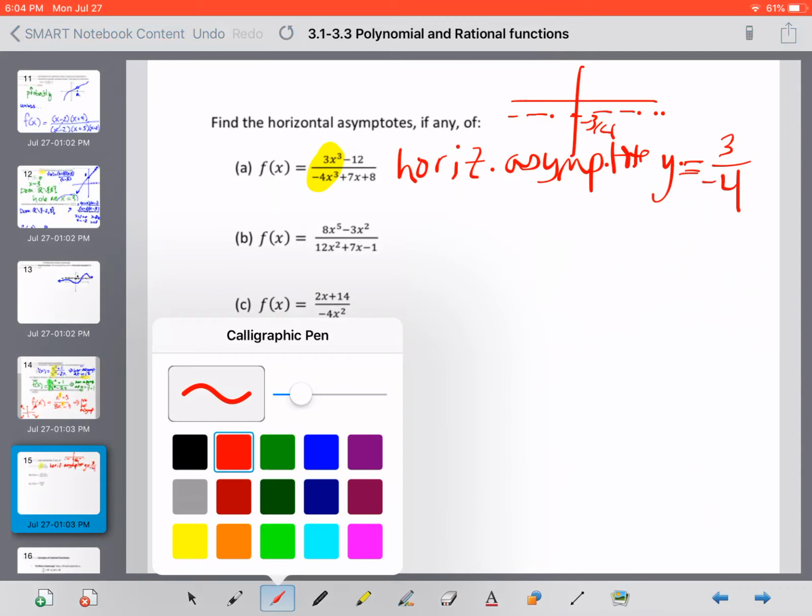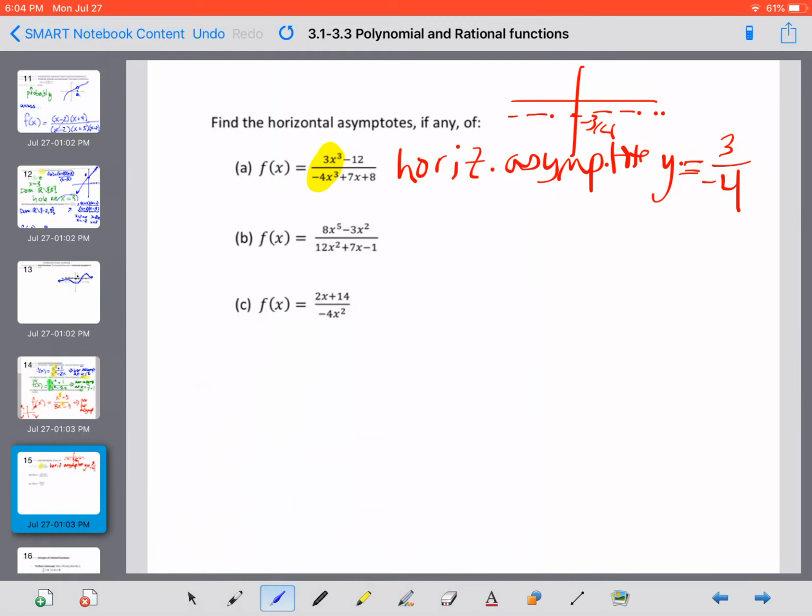All right, example B. We have 8x to the 5th minus 3x squared over 12x squared plus 7x minus 1. Remember, all that really matters here is the leading coefficients, right, the degree of the top and the bottom. On top, the degree is 5, and on the bottom, the degree is 2. So if the numerator has a larger degree than the denominator, then these outputs are going to be blowing up. They're going to be heading towards infinity. So there is no horizontal asymptote.